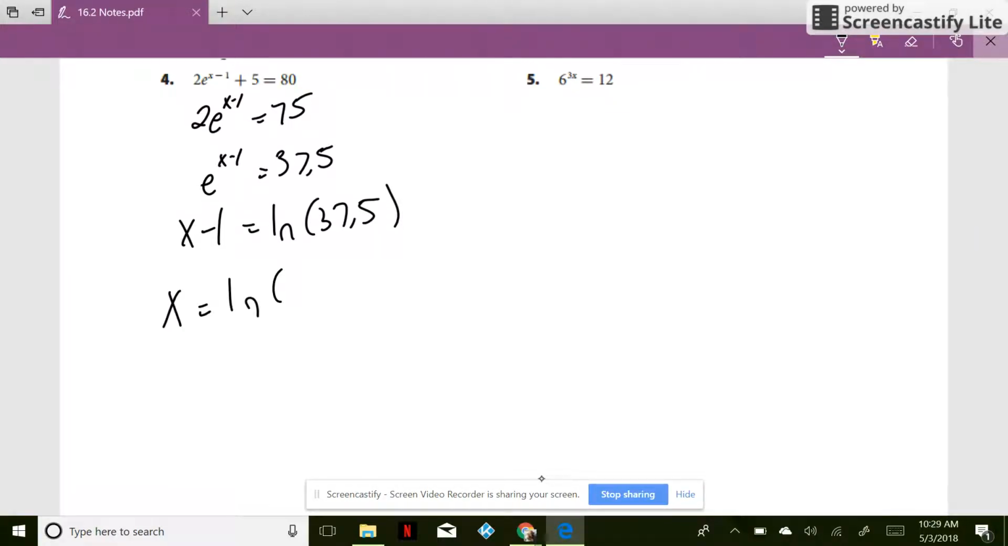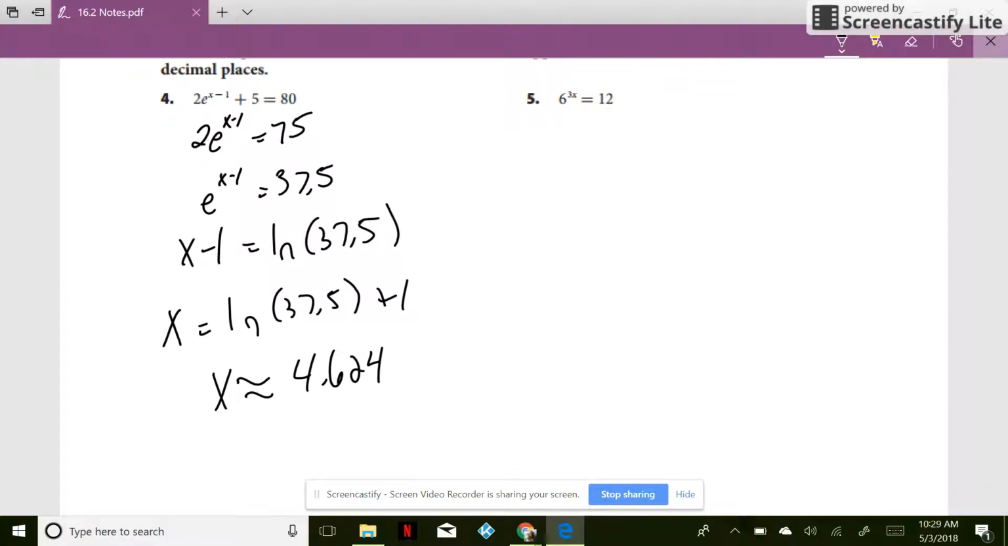So x is going to be natural log of 37.5 plus 1, which is about 4.624 when you plug that into your calculator. So here we have 6 to the 3x. So our base and our exponent are already isolated. So we're going to take the log of both sides. So we're going to do log of 6 to the 3x is equal to log of 12.